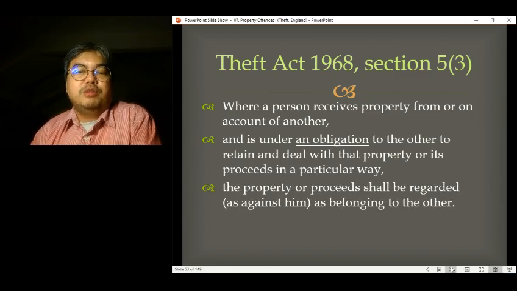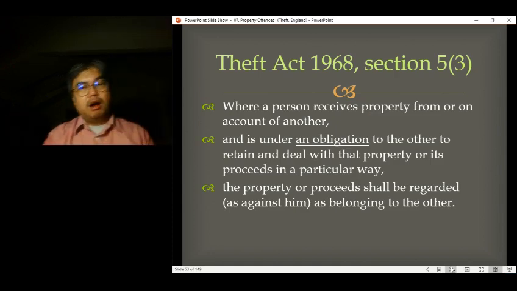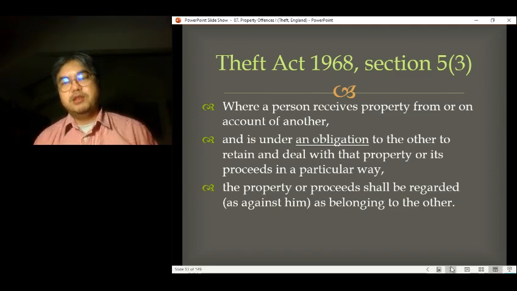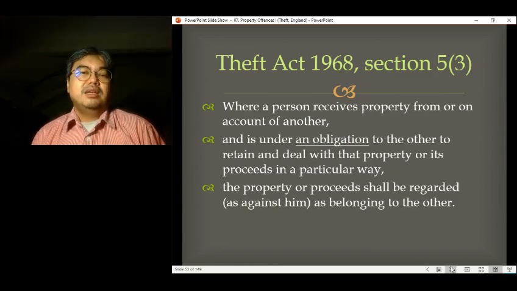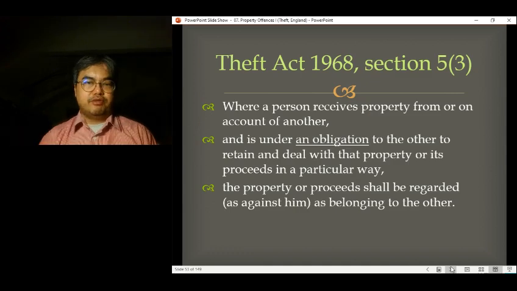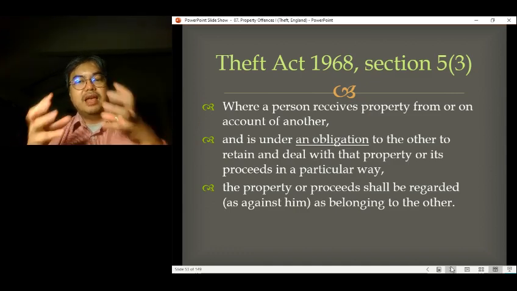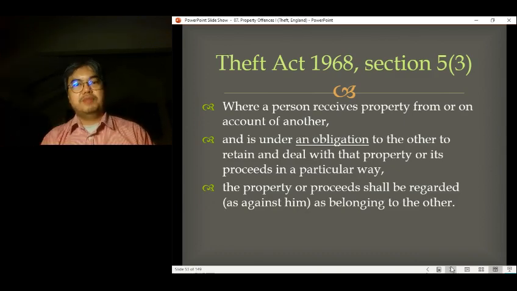The property or proceeds should be regarded as belonging to the other. So although it is in possession of that person now, he doesn't own it, but he receives property. He can say, hey, I'm in possession of it right now. But if he is under an obligation to the person that he receives it from to deal with it in a particular way, then that property should be regarded as belonging to the person that he got it from.